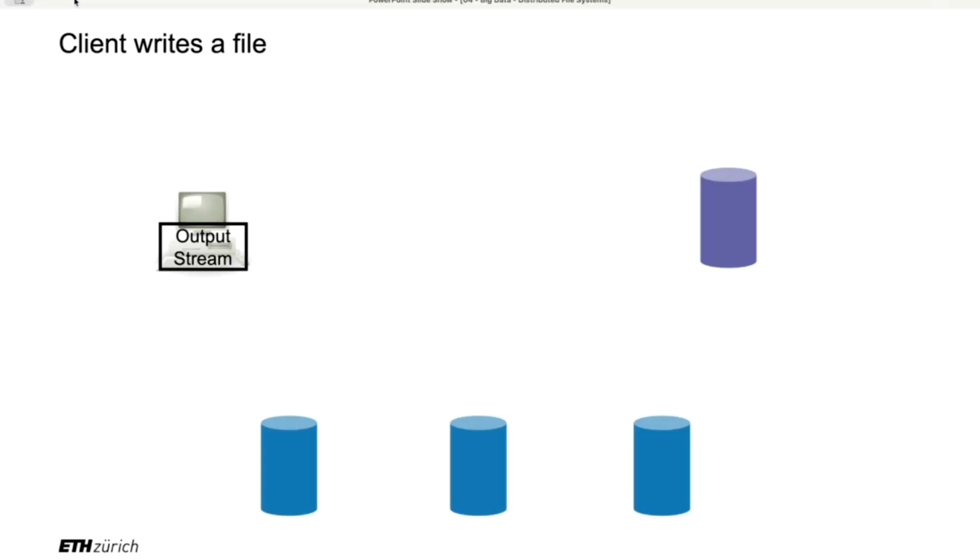Okay, then I continue. So that's for reading. And now what if we write? If we write a file, it's now an output stream, which provides an abstraction for writing bits. So, where does it connect to? Of course, the name node, always the name node.